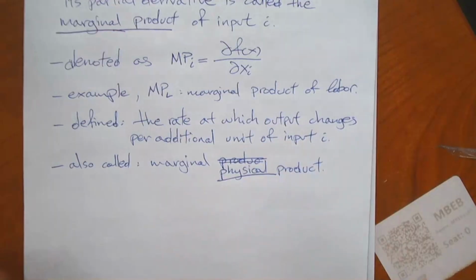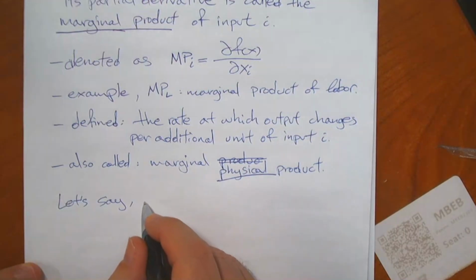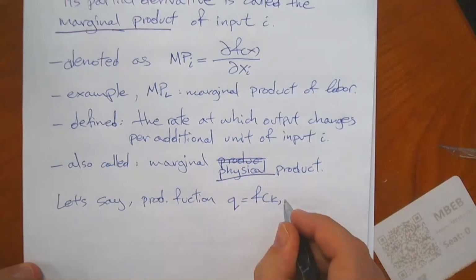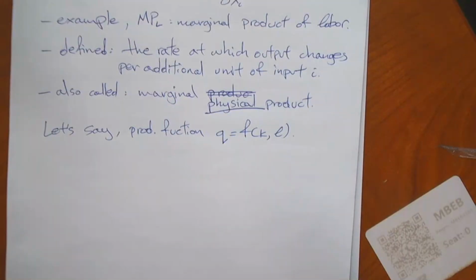It is also called a marginal physical product. Physical, because it's measured in the units of the output, right? So let's use a practical example. Let's say you have a production function that Q is equal to F(K, L). Yes? Everyone is comfortable with this. Essentially, you have your two inputs, capital and labor, and you have your output.